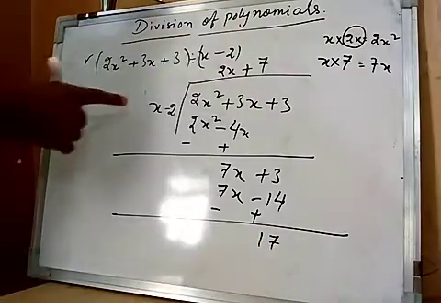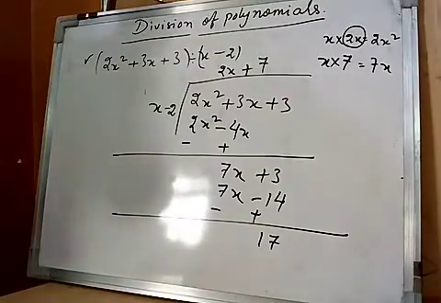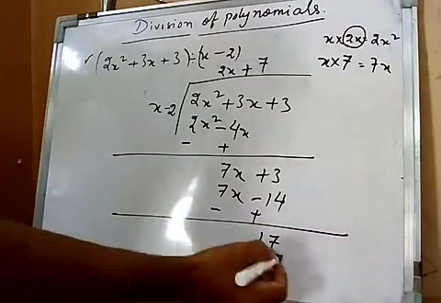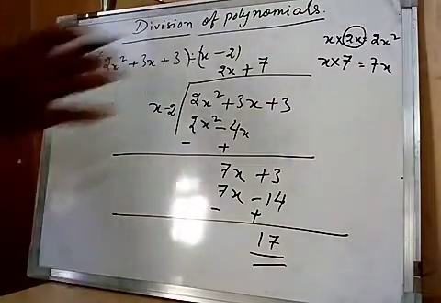17. Now here the first term is x, here the first term is only 17, so no need to continue the division. This is the remainder of this division. This is what? Division of the polynomials.